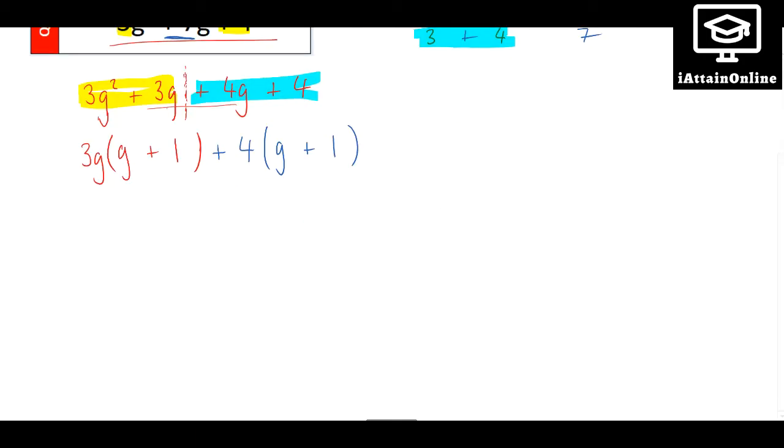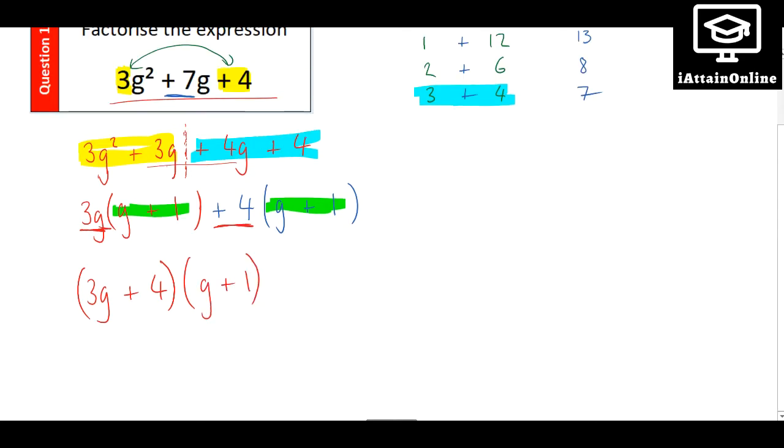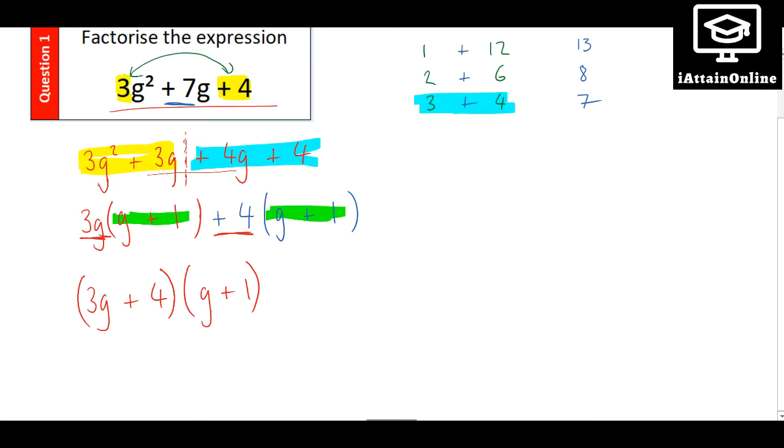You'll notice, as I said in the last video, that the two brackets here are the same. So one of your brackets becomes 3g plus 4, and the other bracket becomes g plus 1. That's your answer. You can always expand those two brackets to see if you've got back the original expression, expand and simplify. But yeah, that's the answer for that one.